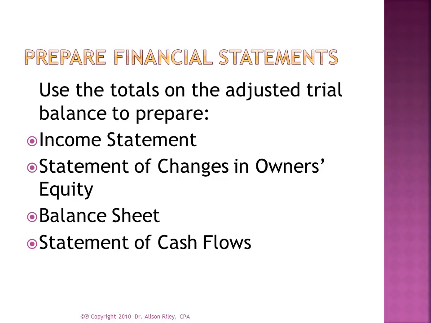The balance sheet is prepared from the permanent accounts on the adjusted trial balance. Finally, the statement of cash flows is prepared from the cash balance on the adjusted trial balance. This is the ending balance. We take the beginning balance from last period's balance sheet or statement of cash flows. We also need detailed information about the type of cash flows that occurred. Notice that the ending cash balance on our balance sheet and statement of cash flows must be the same because they both measure the same thing.